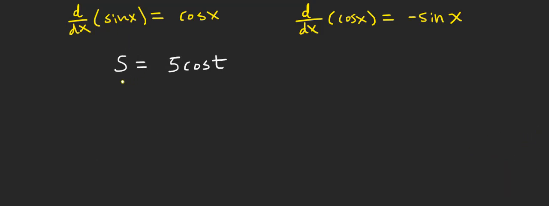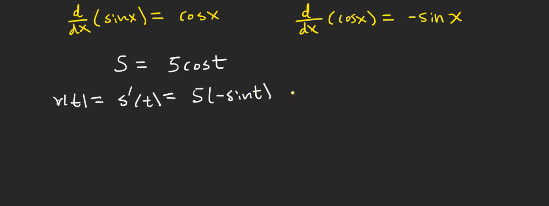Let's say s equals 5 cosine t. This is letter S, and it represents a position of a weight hanging from a spring. And if they ask you to find the velocity, that is the derivative of position. So what will be the derivative of this? It's going to be 5 times the derivative of cosine t, which is negative sine t. And that's going to be negative 5 sine t. That will be the velocity.